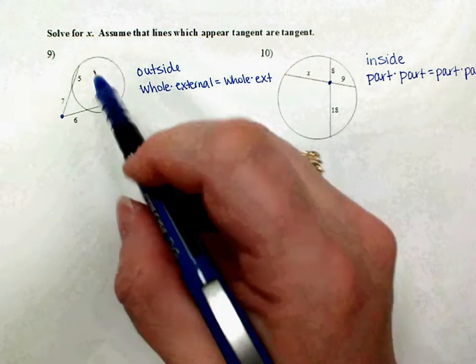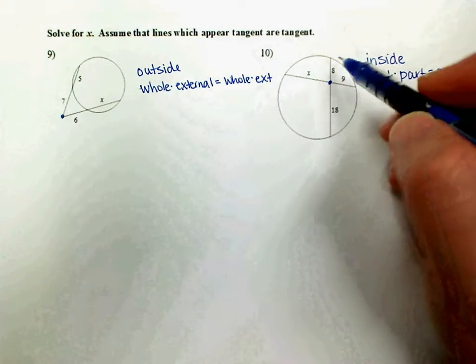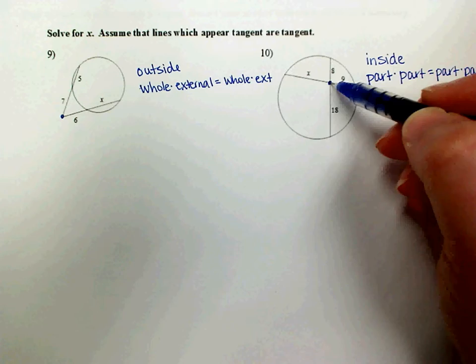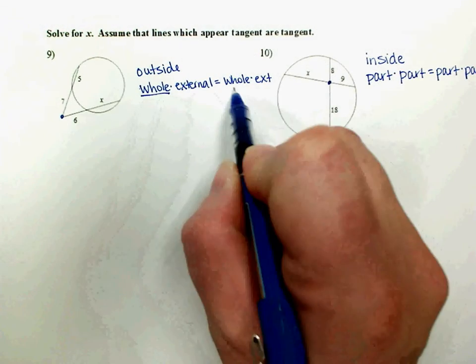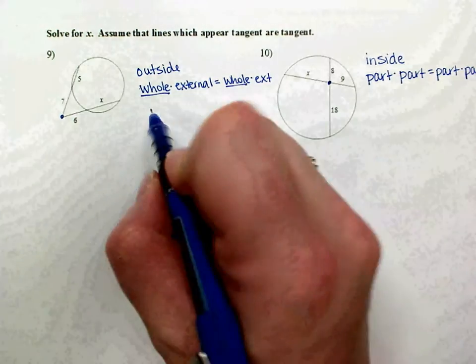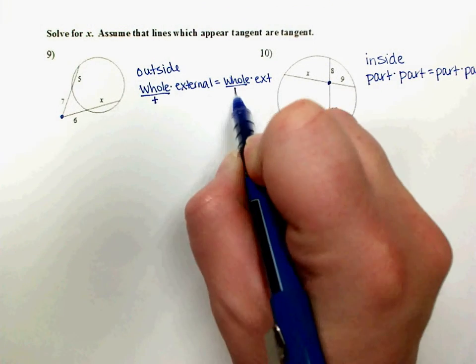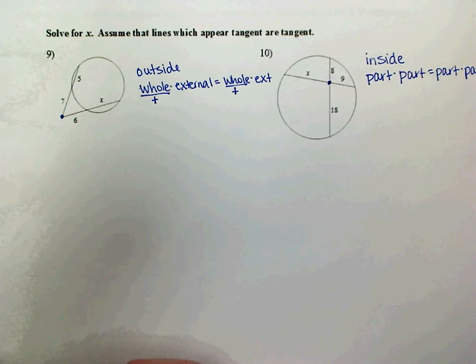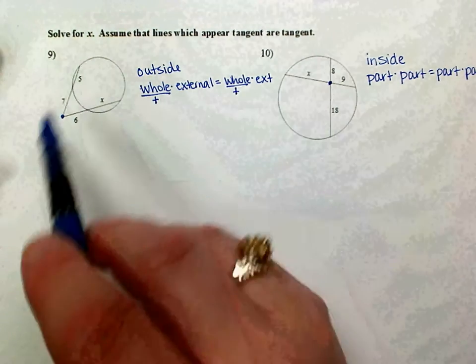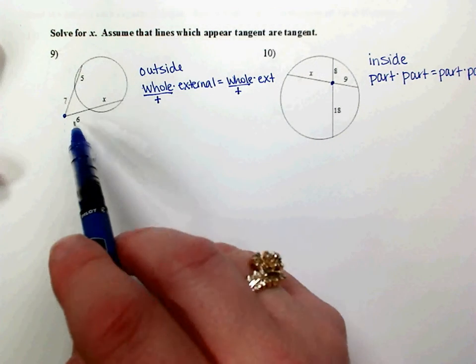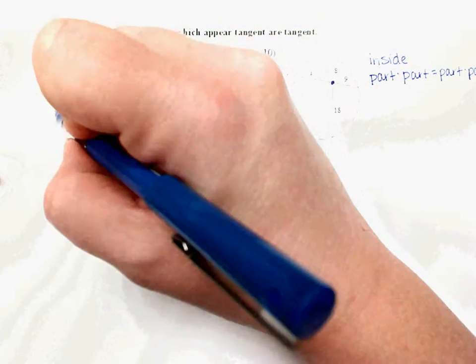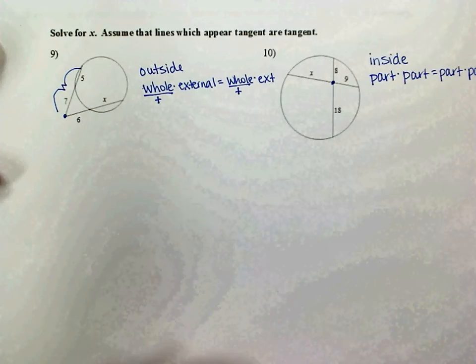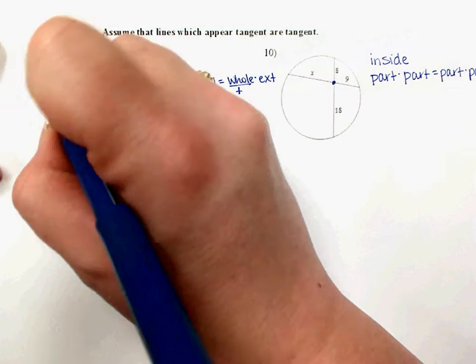So here we have two secants intersecting outside. Here we have two chords intersecting inside. So whole times external, remember when we talk about finding the whole length, you have to add parts together to find the whole length, unless the whole length is just given to you. Well, we're not given whole lengths, we're given parts of each secant. So to find the whole length of this secant, I have to add the 7 and the 5 together. 5 plus 7 is 12.